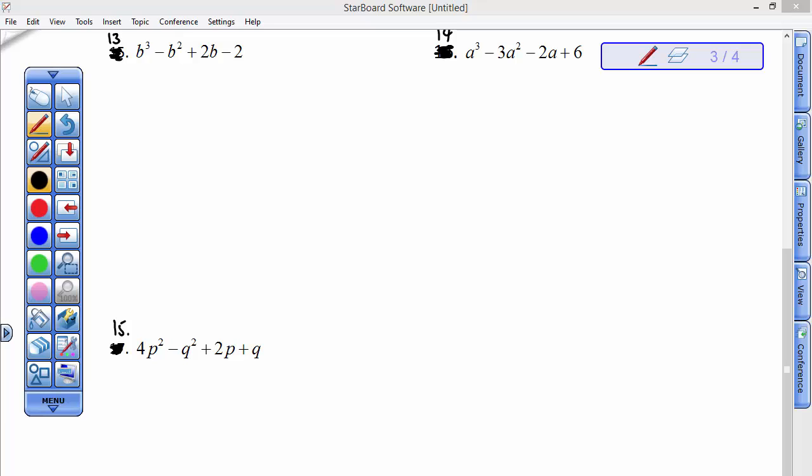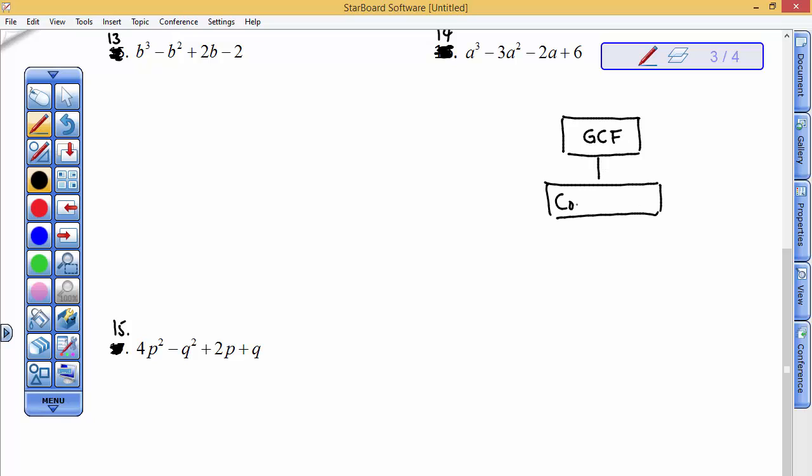Okay, remember that flow chart? I'm going to erase this in a minute, but we take the greatest common factor out first, and then we count the number of terms. So count the number of terms. We just recently did two terms, difference of squares.